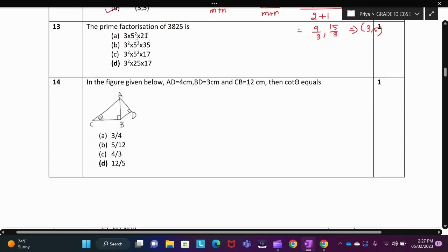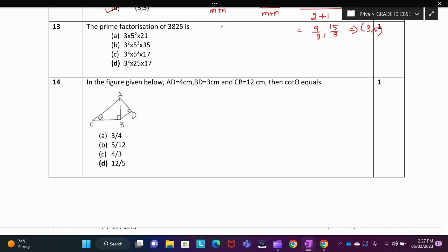The 13th question. The prime factorization of 3825. So this can be done using ladder division method or prime factor decomposition method. So if I take 5, 5 sevens are 35, so 3 will be taken to the next number. So 6 times 5 is 30 and 2, 5 times 5. Again 5.